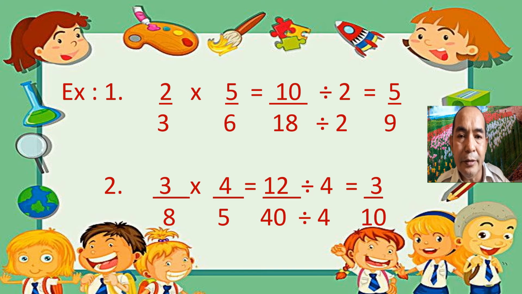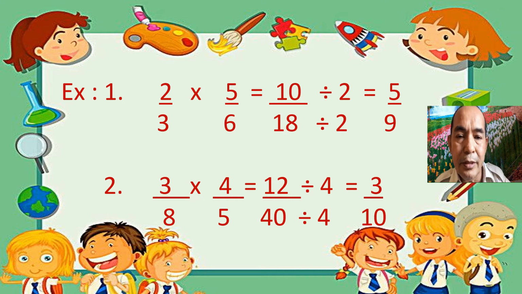We have 18. 10 and 18 is not in the lowest term because they are still composite numbers. So, we will find their common factors. Factors of 10 is 5 times 2. Factors of 18, we have 9 times 2, 3 times 6. But the common factor is only 2. So, we will use 2 to reduce the fraction to its lowest term.